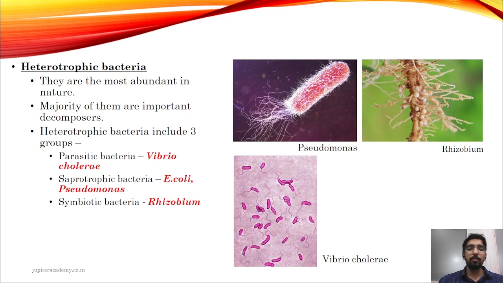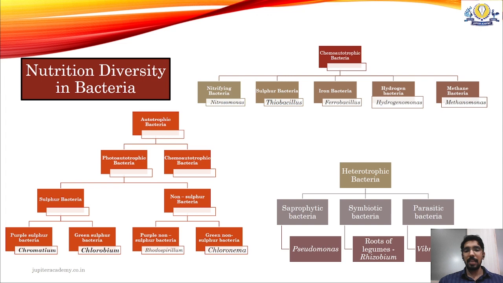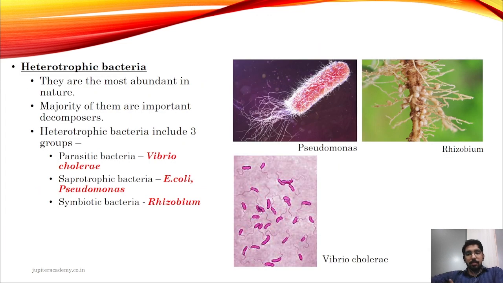And then we have symbiotic bacteria. Example is Rhizobium, which are in symbiosis with the roots of leguminous plants. You can see the nodules. So those are bacteria in symbiotic association with the plants.